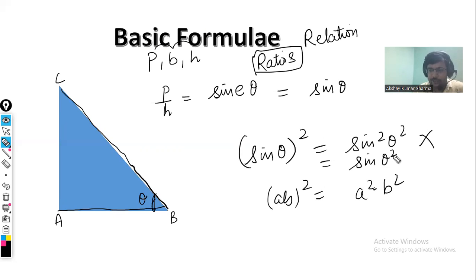Should I give it square at the top? So this is also wrong. So what is the right way? The right way is sine square theta. Did you get my point?